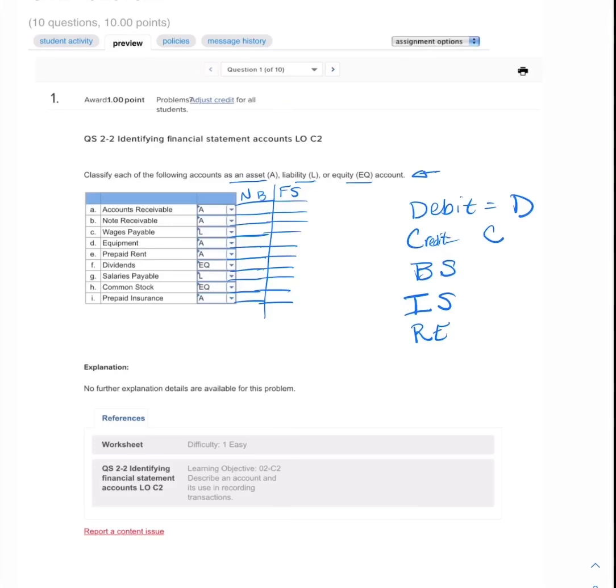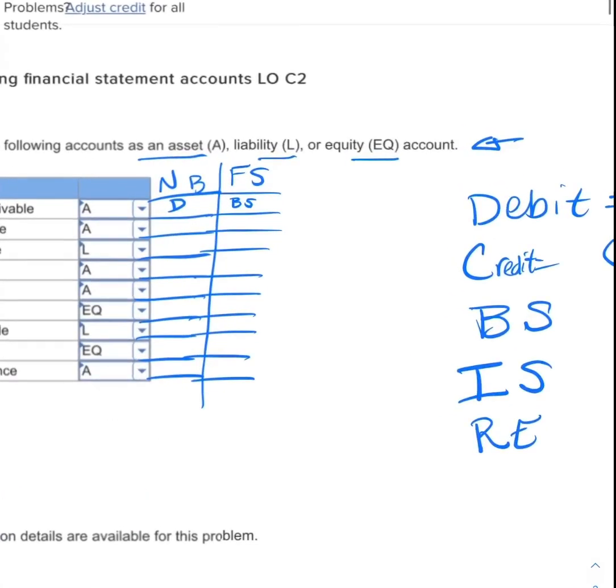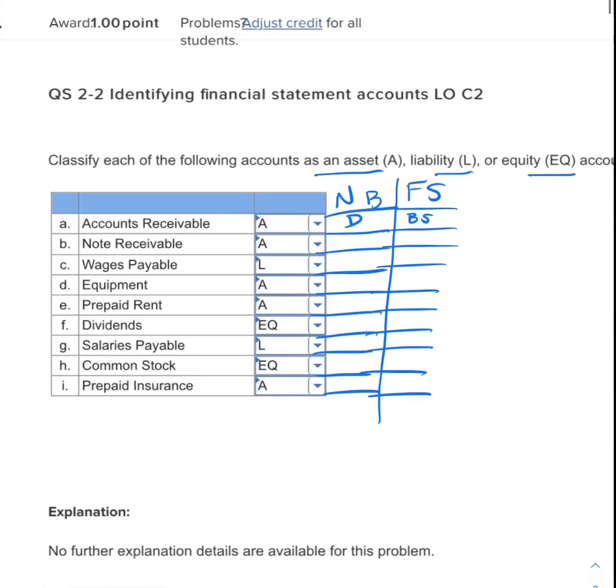So accounts receivable is an asset, and assets have a normal balance of a debit, and assets go on the balance sheet. Okay, so we'll just zoom in a little bit to make this a little bit easier to see. Notes receivable. Once again, this is a receivable, so this is still an asset. Assets have a debit balance and go on the balance sheet.